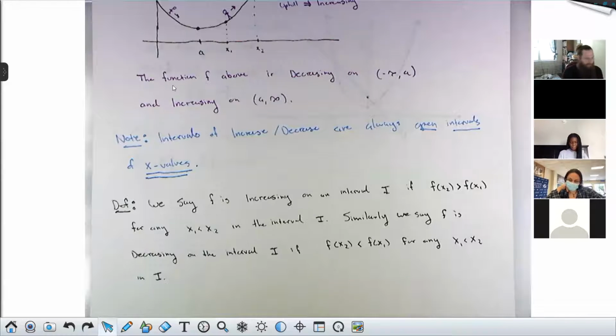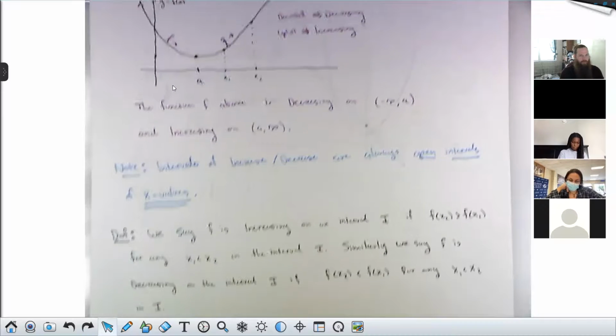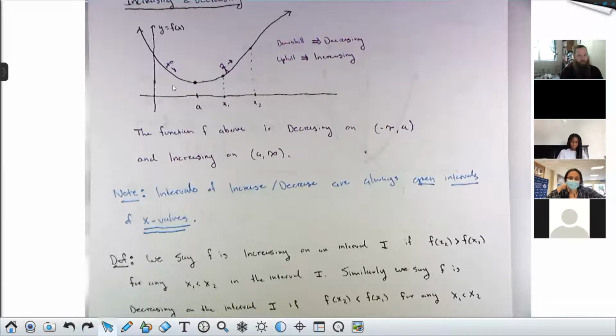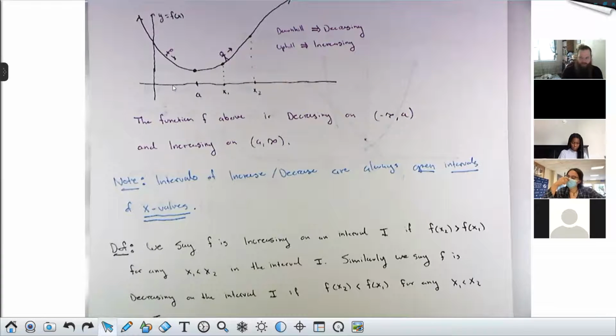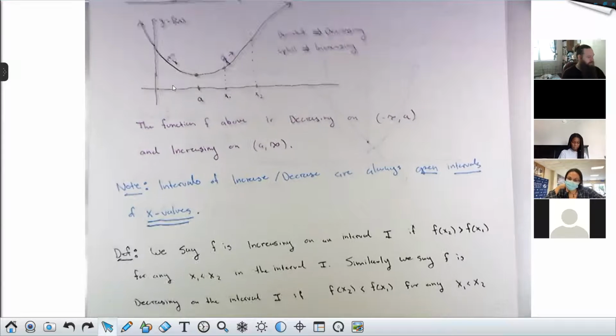This is fairly easy to do if your graph is nice and smooth. But if your graph is kind of weird, maybe it's got some broken pieces, and maybe it's got some pointy pieces, it's not all nice and smooth, things can get a little bit trickier. So let me look at a slightly more complicated example.